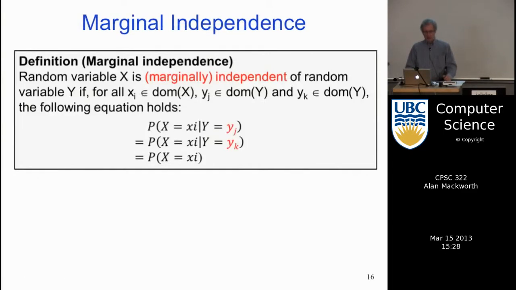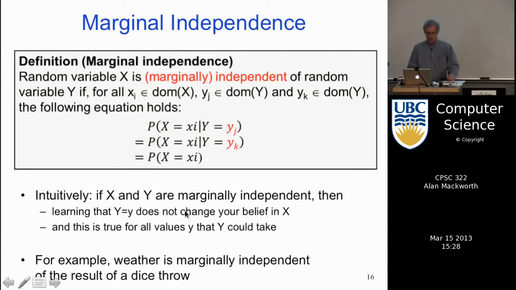So then we just formalize that on this slide, and define marginal independence. Sometimes that's just called independence. Random variable X is marginally independent of random variable Y if for all values Xi in the domain of X, and Yj and Yk in the domain of Y, two different values, the following equation holds: the probability of X equals Xi given Y equals Yj, and given Y equals Yk, is equal to the probability of X equals Xi. In other words, the posterior is equal to the prior if you condition on the evidence of an independent variable. It tells you nothing. Okay?